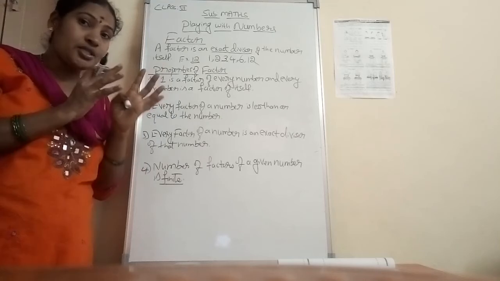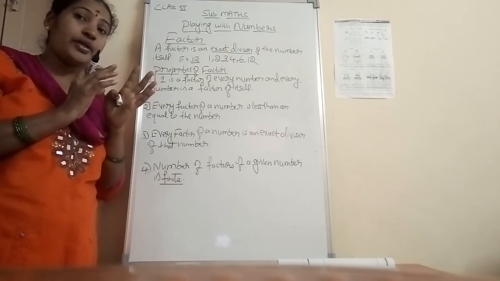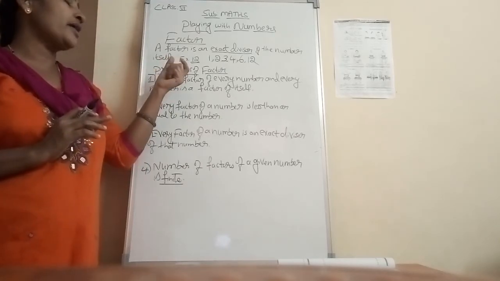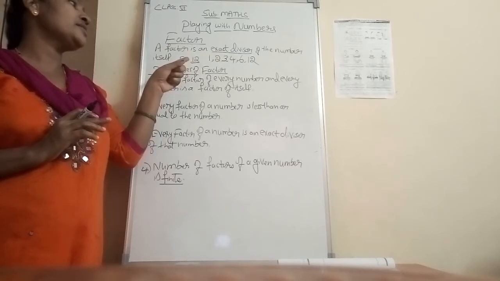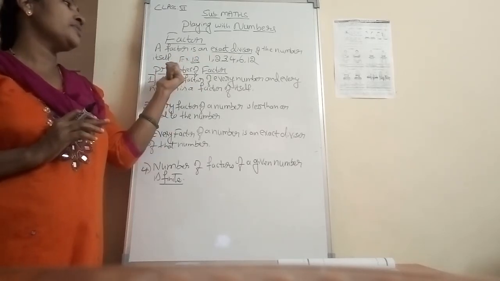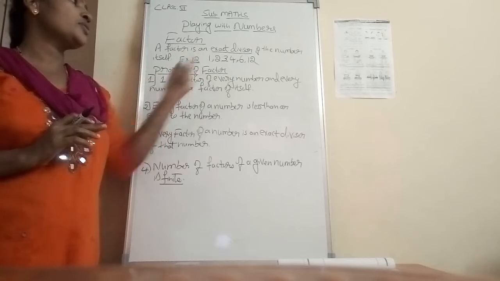I hope you have understood the technique of how to find out the factors. So for 12, how to find out the factors? Find which are all the numbers it is divisible by. From 1 it is divisible, 2 it is divisible, 3 it is divisible, 4 also, 6 also, 12 also.